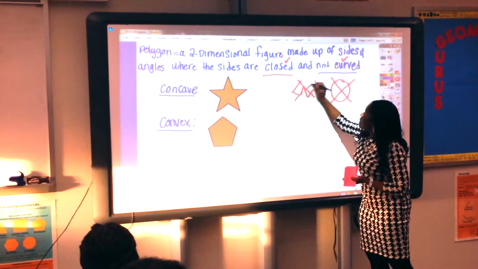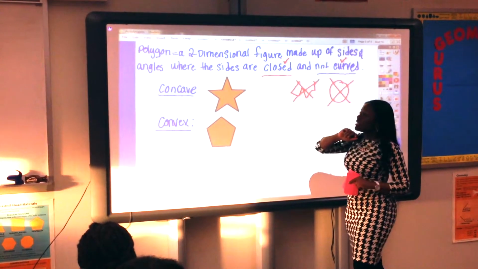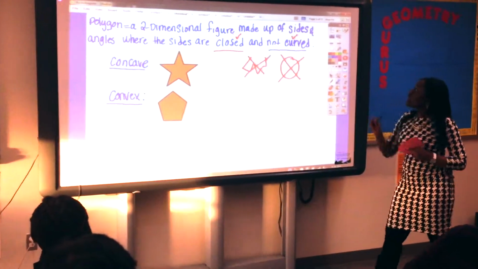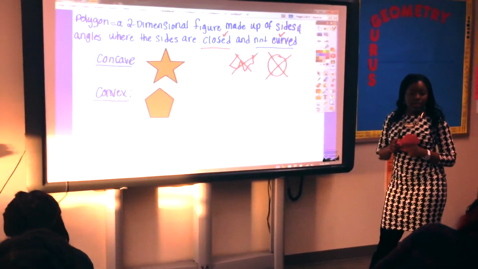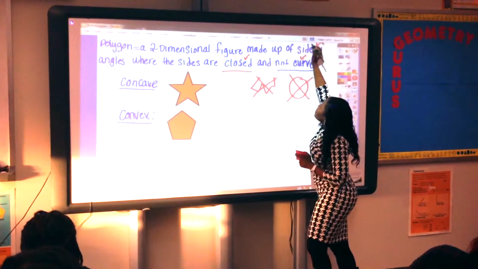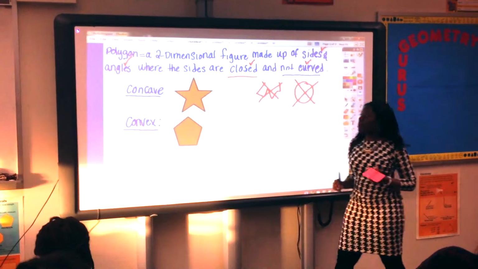So this figure is not a polygon. All right? Let's see, who else? Ikea, go ahead and give me another key phrase or word that we came up with. Sides and angles. Fantastic. So sides and angles, all right, are very important characteristics for a polygon.